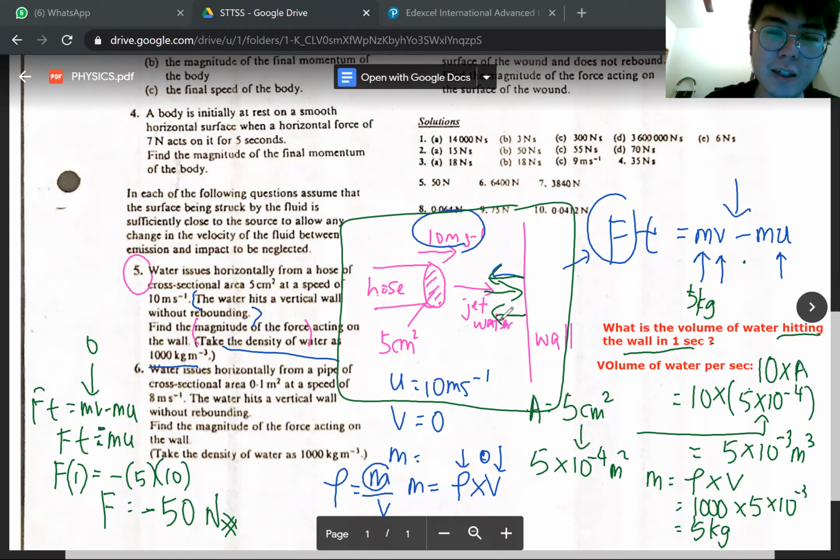We always label the force pointing out of the surface. In this case, the surface is the wall. We label the force pointing out of the surface. So the answer is 50 Newton. Here, you can check our solution.